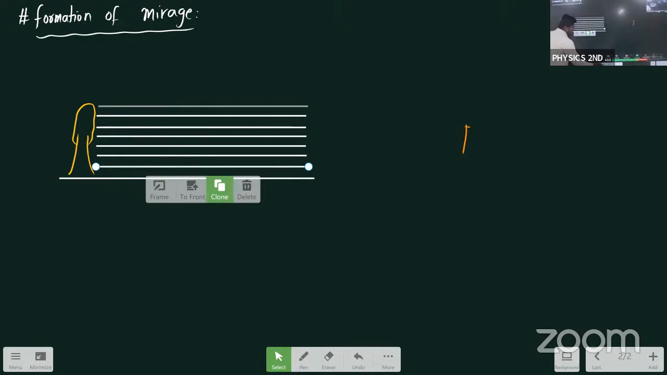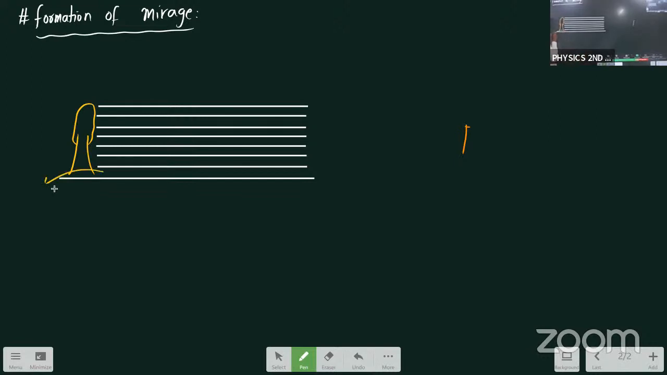Now, everyone carefully listen here. For the surface closer to the ground, whether the density will be more or less, here it will be less dense. As I move towards the upward region, does the density increase or decrease? The density increases. Here the density is more.